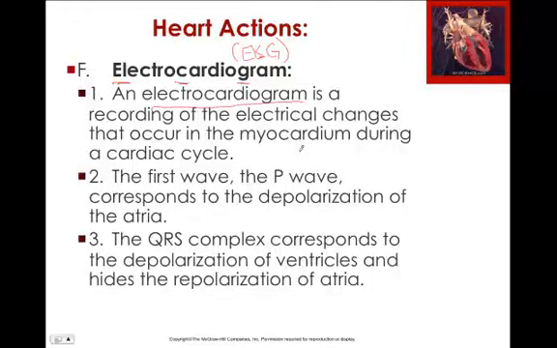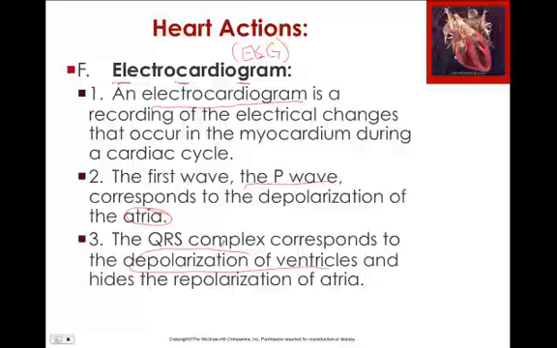And so what you're going to see in your EKG is we can break down the waves that are going to be drawn in the cardiac cycle. The first wave that you're going to see is what's called the P wave. And that's going to correspond to the depolarization of both your atria. So that's just before the atria contract. Then the QRS complex is going to correspond to the depolarization of your ventricles. And it hides the repolarization of the atria.